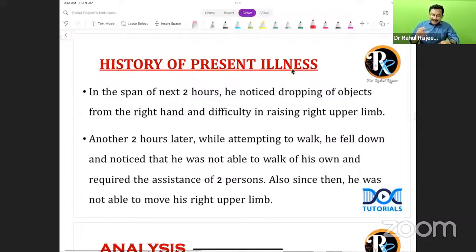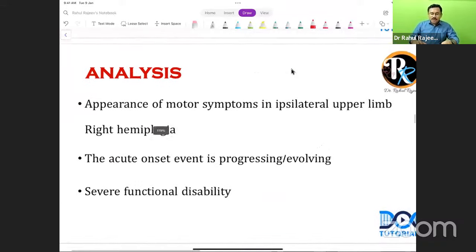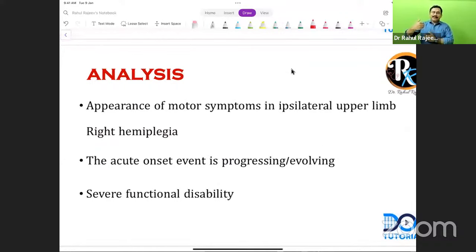So the analysis here is that now the patient has got motor symptoms in the ipsilateral upper limb. To begin with, symptoms were in the lower limb only, which means now the patient has progressed onto a right hemiplegia. That is my analysis. Because this is exactly what your examiner will ask you. So now, what did you understand?